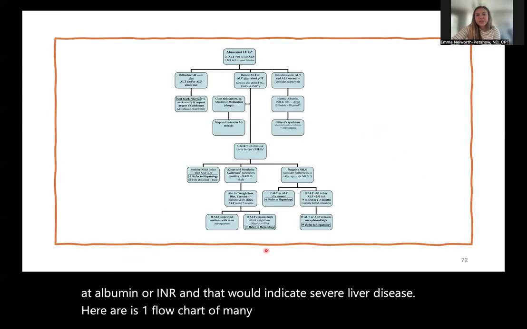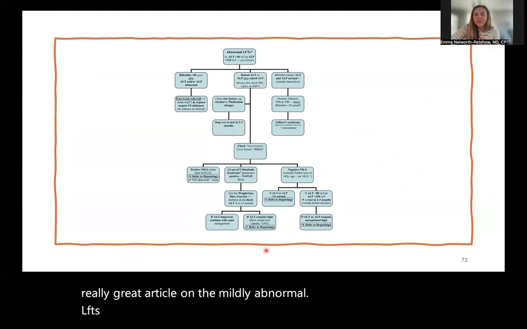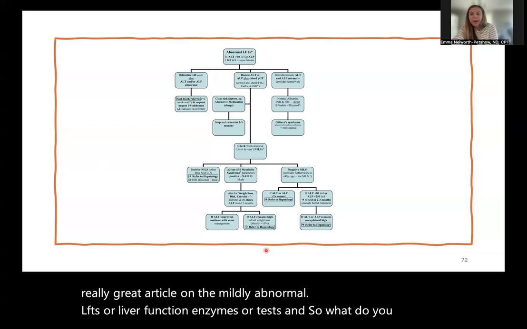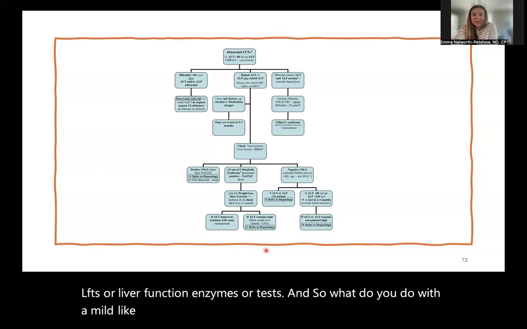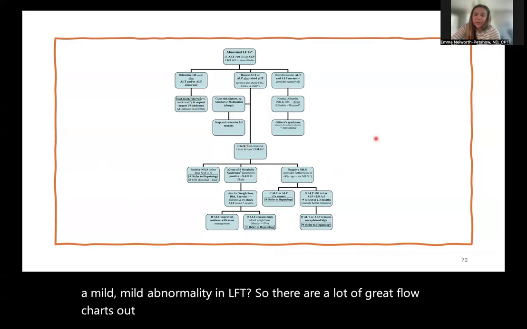American Family Physician has a really great article on the mildly abnormal LFTs or liver function enzymes or tests. And so what do you do with a mild abnormality in an LFT? So there are a lot of great flowcharts out there. This is just an example of one.